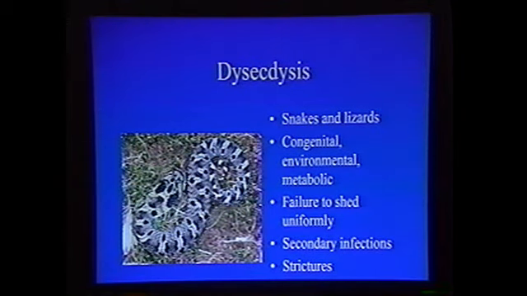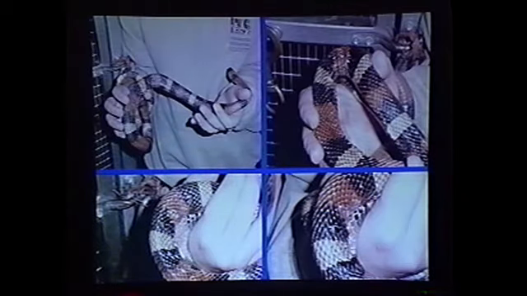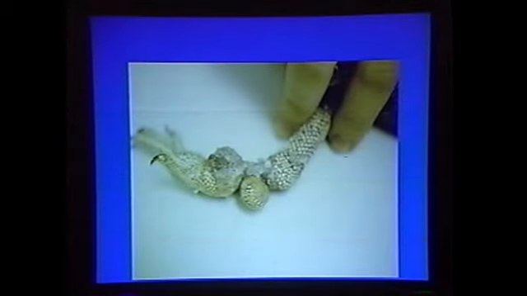Dysectasis is seen in snakes and lizards and can be congenital, environmental, or metabolic, and it implies a failure to shed uniformly and frequently associated with secondary infections, particularly fungal infections, but can also be associated with annular strictures involving the tail or the toe. This is a milk snake with a congenital form of dysectasis, probably a heritable disorder. This is an iguana with annular constrictions of the toes and feet due to dysectasis. This is the tail of an iguana with annular constrictions due to dysectasis, a failure to adequately shed its skin.